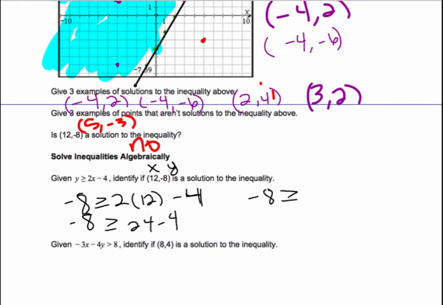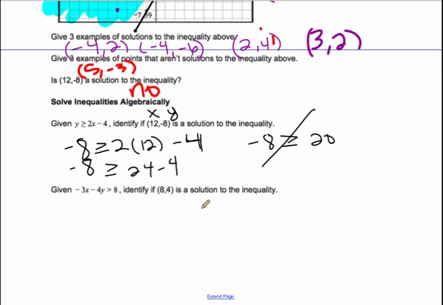Negative 8 is greater than or equal to 20. Is that a true statement? Is negative 8 greater than or equal to 20? No, it is not a true statement, therefore that is not a solution. This has to be true in order for this to be a solution.